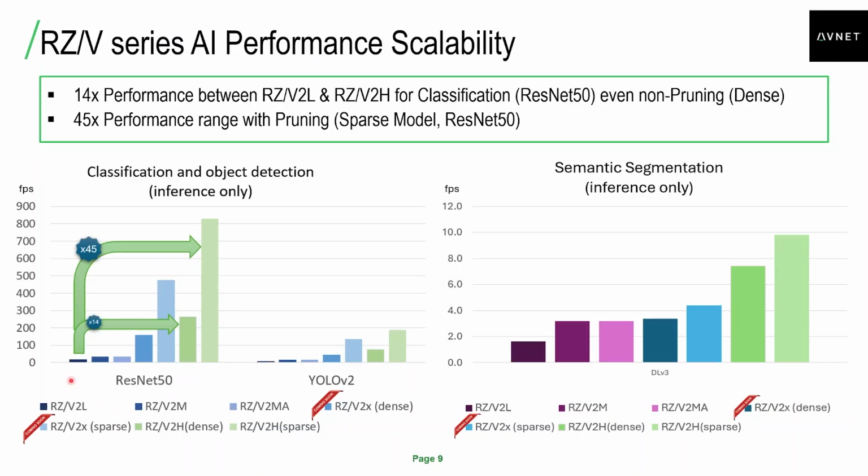Looking at the scalability of the RZ family of products, you can see we have a number of devices ranging from some entry-level AI performance with the RZ/V2L, going up to some higher performance with the RZ/V2H. In comparing the inferencing time with different models, you can see that there is a range of performance that can be achieved with the differing products in the RZ/V family.